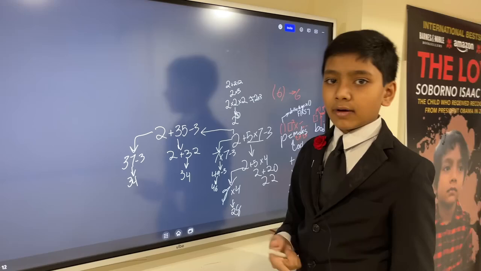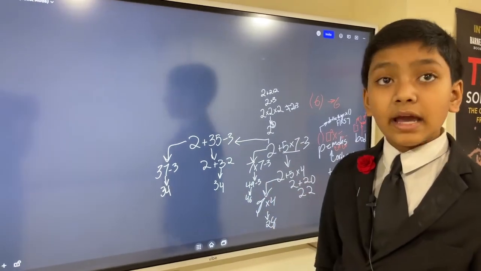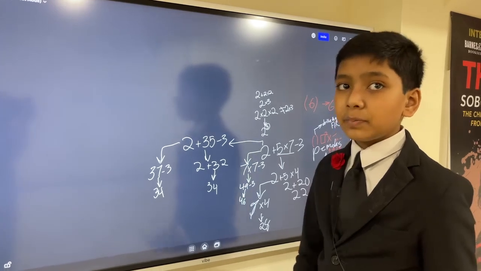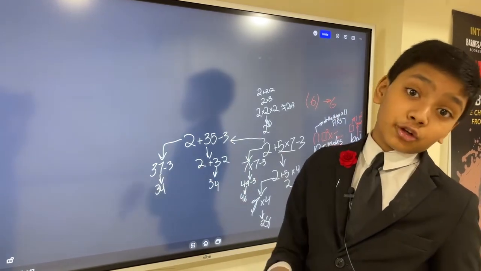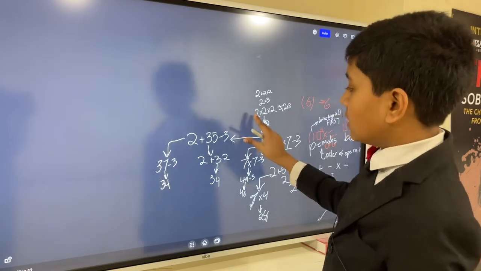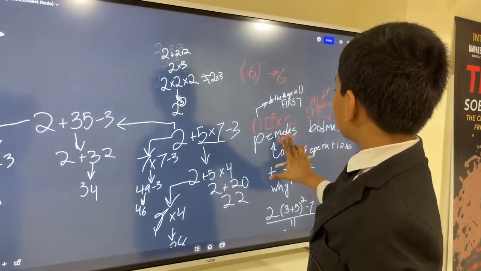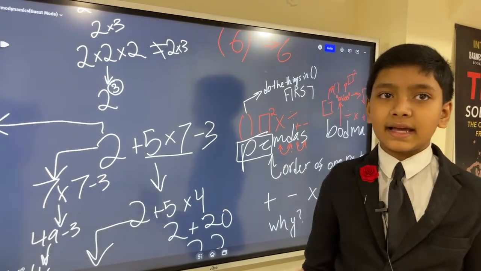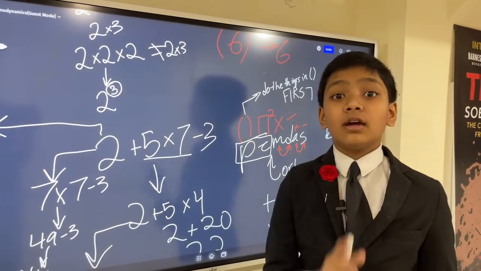So addition, subtraction, multiplication, division, you can do them in any order you please, but you have to put addition and subtraction after you do multiplication and division. And of course, follow these rules that you'll see a little less often for parentheses and exponents. And that's it for PEMDAS.